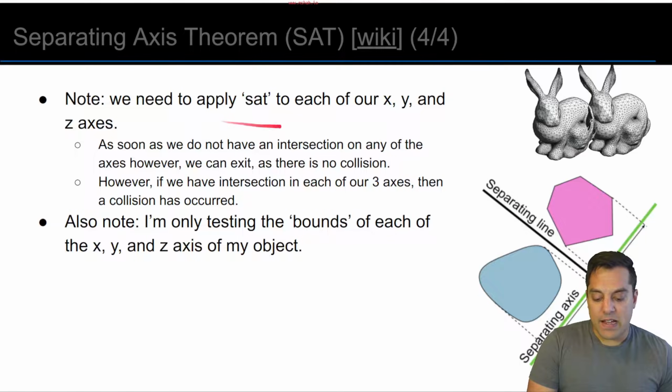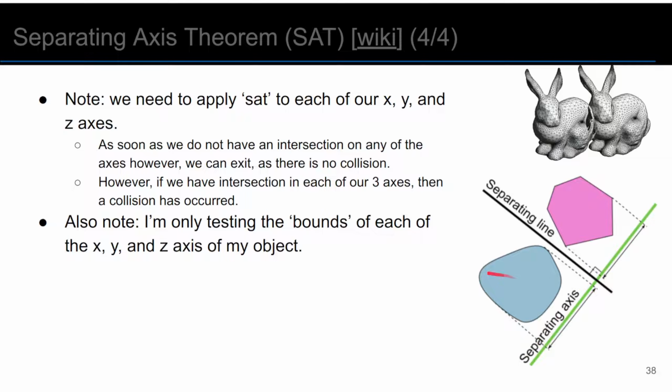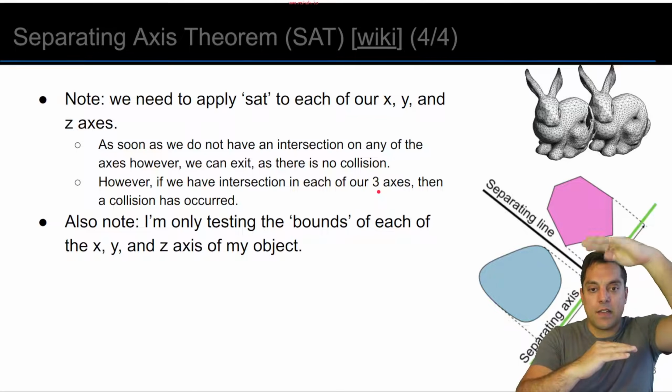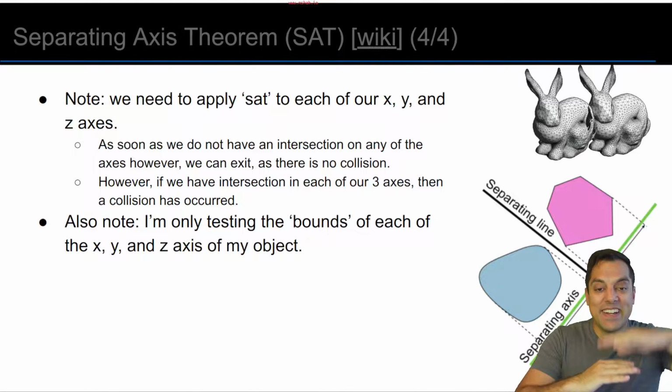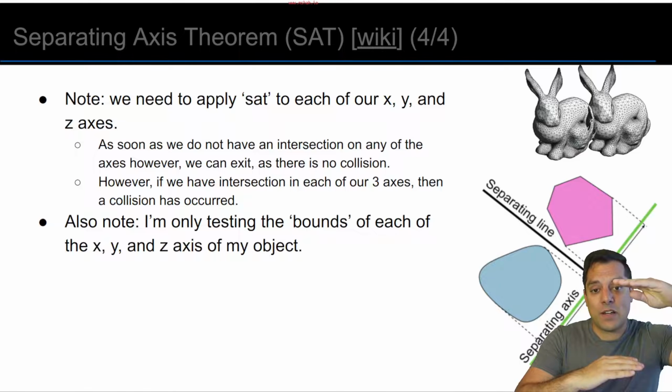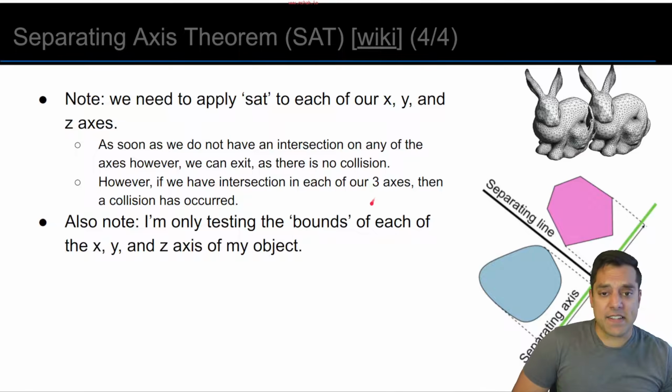Now, again, this is my note that we're applying SAT on each of our x, y, and z axes. I've got one drawn here. And you can get early termination too, as soon as you say, hey, there's not an intersection on one axis. You could imagine the bunny sitting perfectly on top of the other bunny. If it's on top, then it's going to intersect maybe in two of the axes, but not on the y dimension, where we're projecting onto.